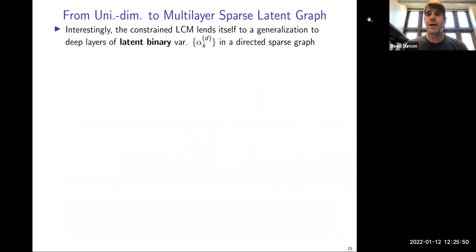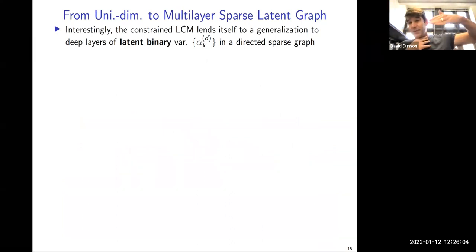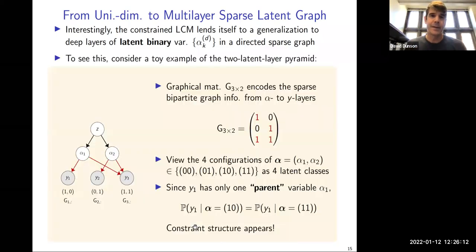Okay, so these constrained latent class models lend themselves directly to generalizations to deep layers, and so you remember the G's in the Bayesian pyramid. The G's and the alphas are going to actually have a direct relationship with S, and so if we have the G's and alphas, we can map to S and define a corresponding latent class model.